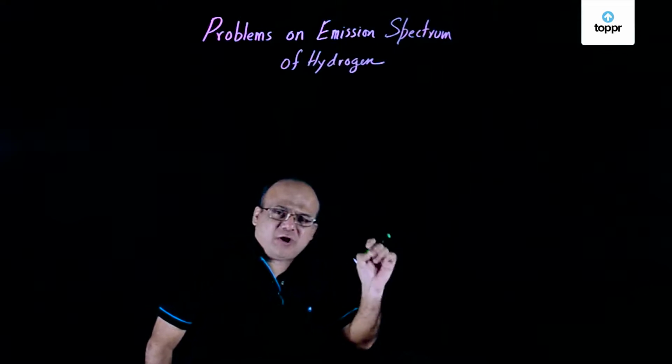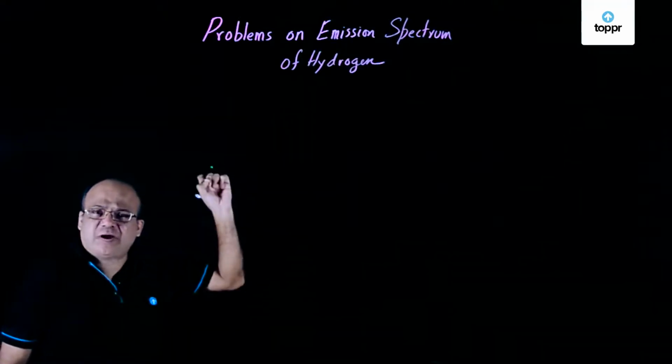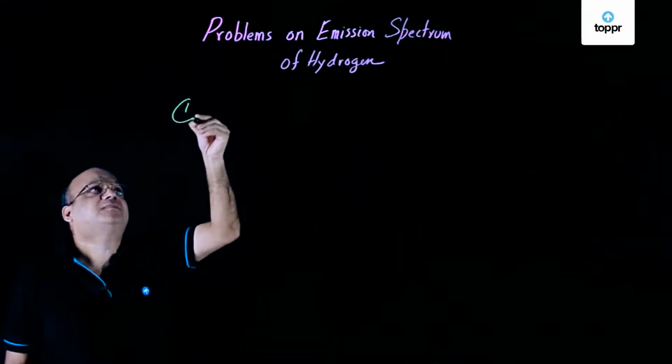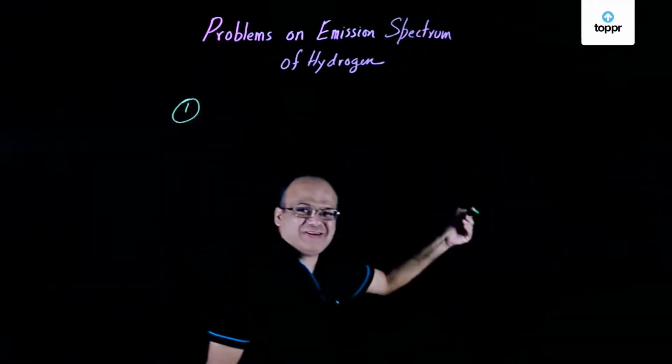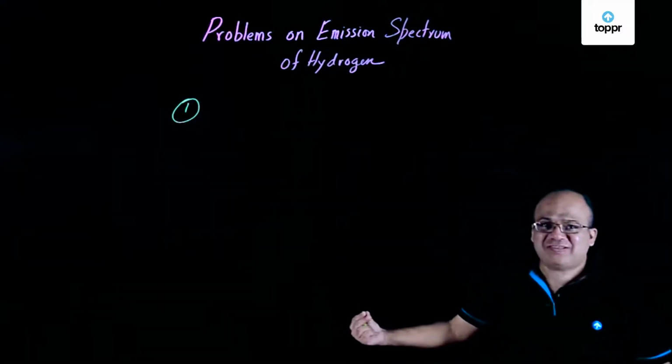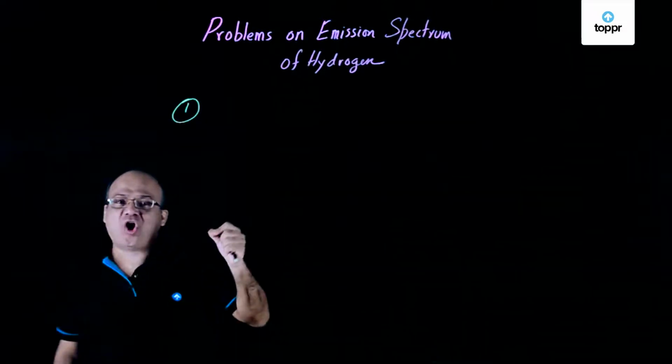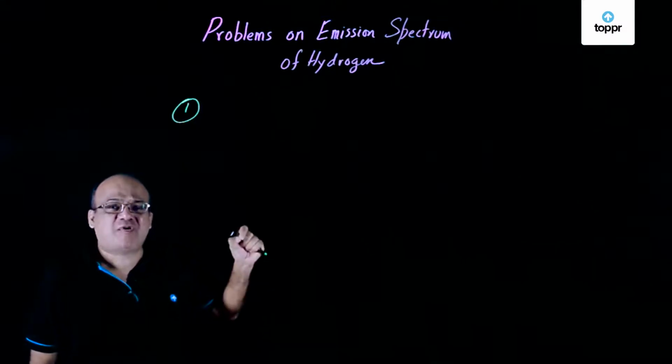Now we'll solve some problems on the emission spectrum of hydrogen. First question. Find the wavelength and frequency of the H beta line of the Balmer series for hydrogen.